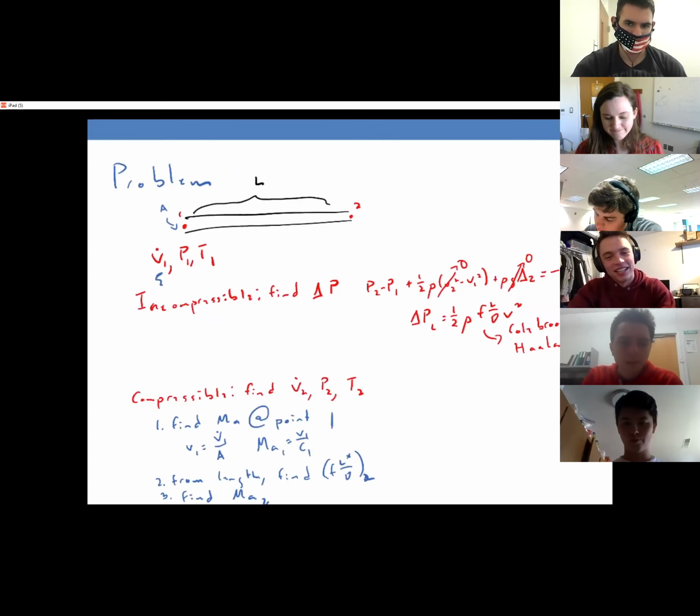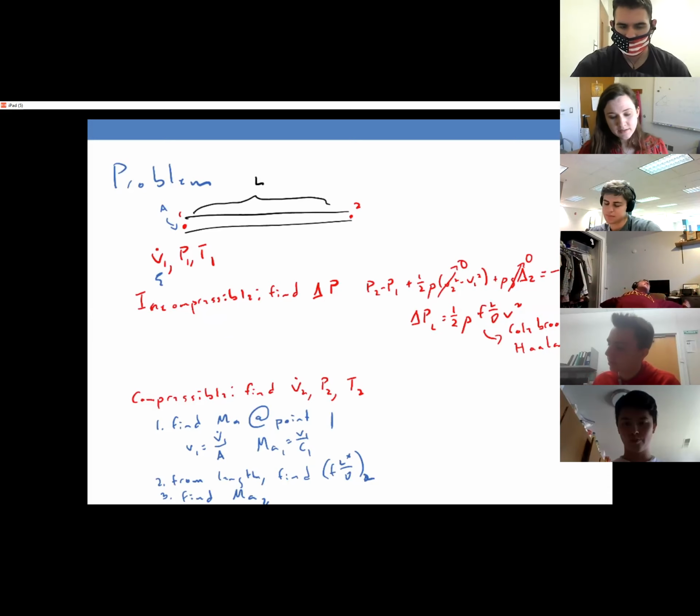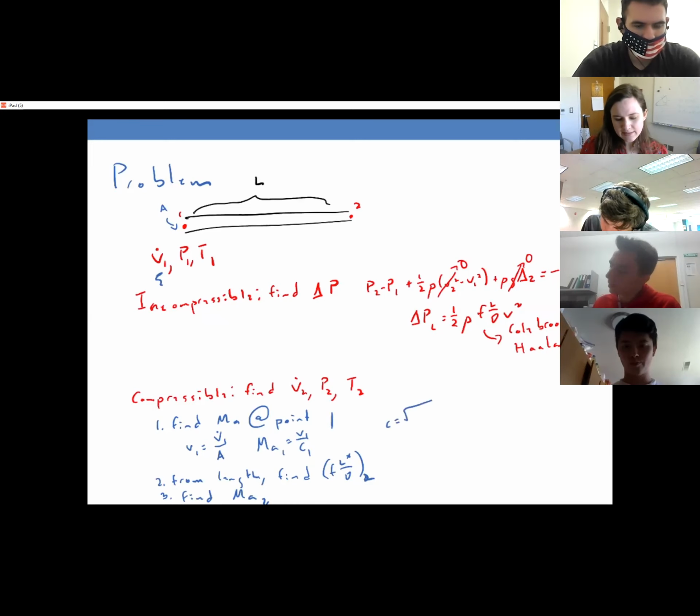Okay, so I understand how to find the Mach number at 0.1, because we can find the velocity, and then it's just velocity over the speed of sound there. And we can find the speed of sound because it should just be the speed of sound in normal air, right? Yeah, so we could calculate that, or you can also just look it up.